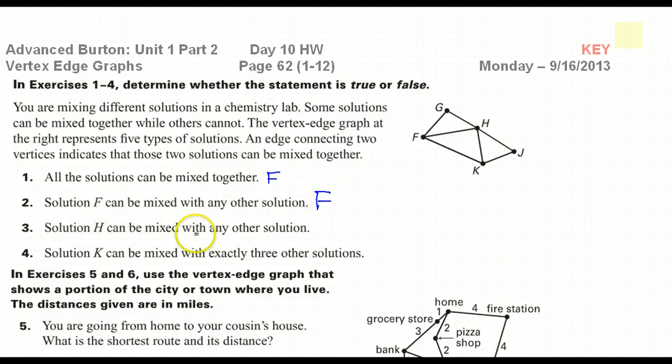Solution H can be mixed with any other solution. That is true. There's a link between H and G, F, K, and J. That means H can be mixed with anything. Okay, so that is true. Solution K can be mixed with exactly 3 other solutions, J, H, and F. So that's true.